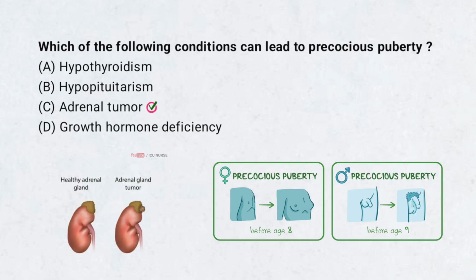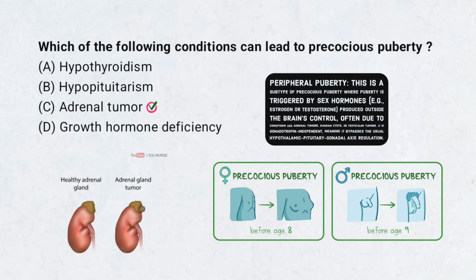Adrenal tumors can secrete sex hormones leading to early puberty. This is called peripheral precocious puberty. Imaging is needed to confirm and treat the tumor.